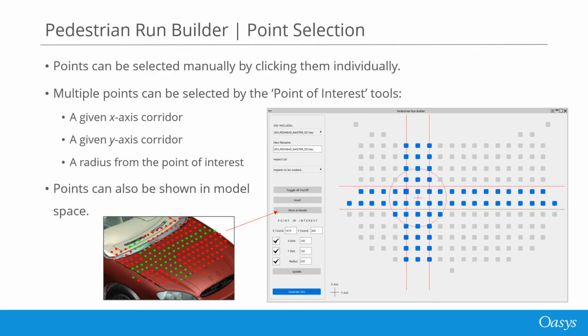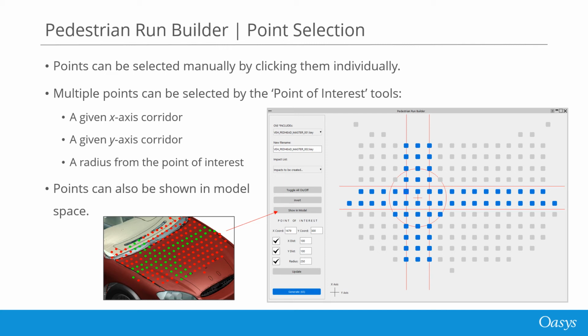We would then select impact points that we wish to reproduce. And there's a number of ways that this can be done. They can be selected manually by clicking on those squares individually from within the menu, where a blue square would represent a point that is being reproduced and a grey square represents a point that is being ignored. This could be a little bit tedious though, so there are some extra tools that allow us to select multiple points in one go. These are the points of interest tools.